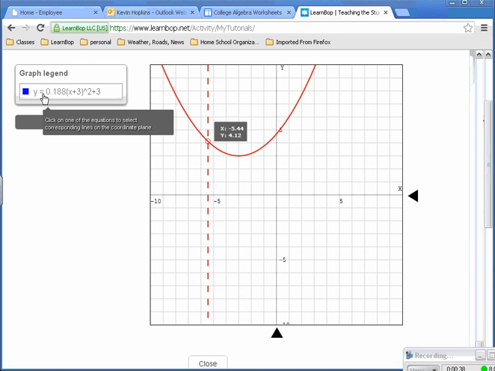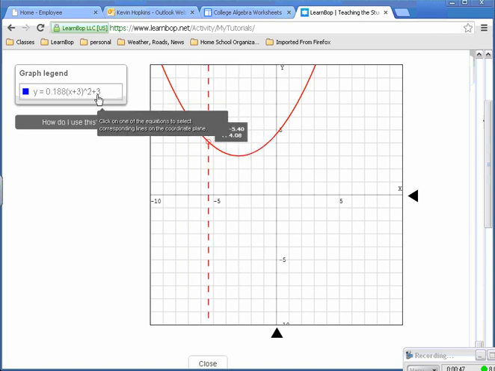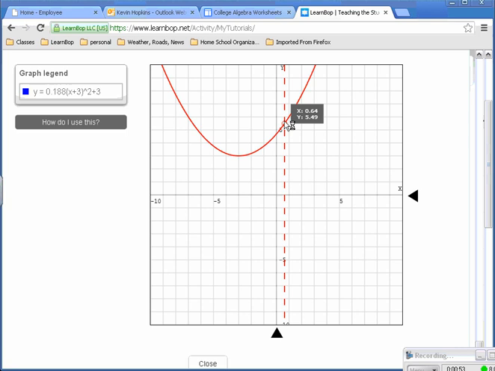So we're going to need the equation in this form. And part of our time will be getting the equation in the appropriate form so that this tool actually helps us. Because we can read off how much we've translated it up or down, how much we've translated it left or right, and a little bit of the scaling factor with that.